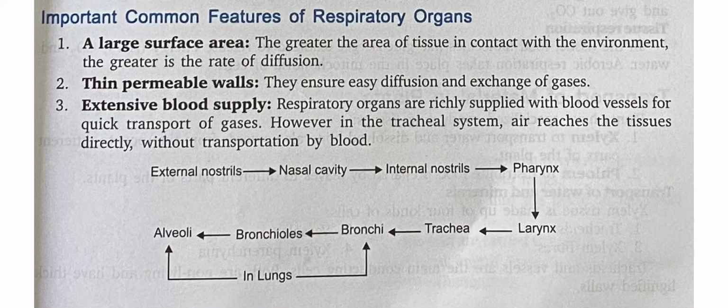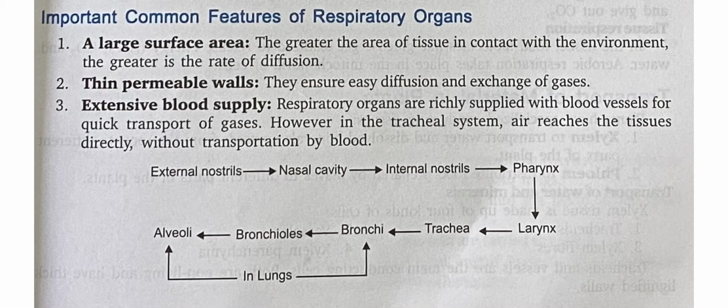First one is large surface area. The organs have large surface area because greater the area of tissue in contact with the environment, greater is the rate of diffusion. You know what is diffusion? It is the process of exchange of gases from higher concentration to lower concentration. You have studied in 9th standard. Next is they have thin permeable walls which ensures easy diffusion and exchange of gases.